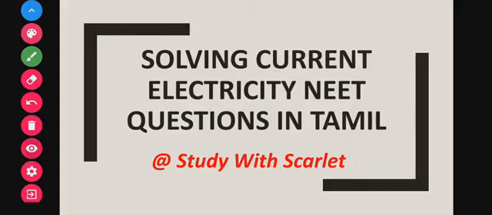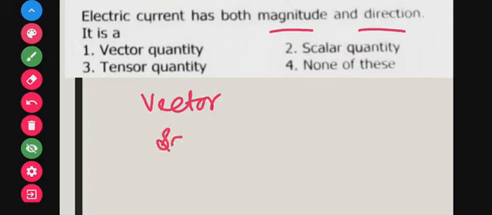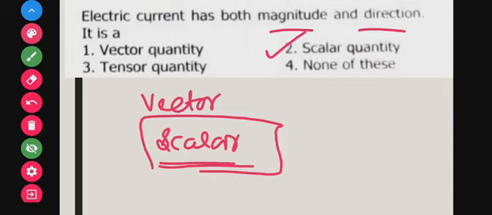Okay, so we will go. Starting with the first question: electric current has both magnitude and direction. So current has magnitude and direction. Then what quantity is it? You know what a vector quantity and what a scalar quantity is. Electric current has both magnitude and direction, but it is a scalar quantity. Even though it has both magnitude and direction, it is a scalar quantity. So the correct answer for this question is option number 2.